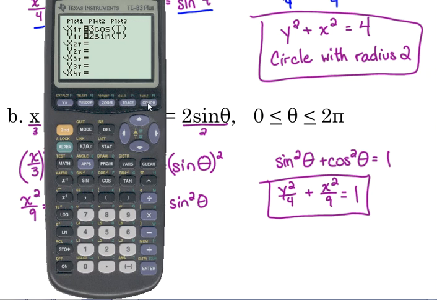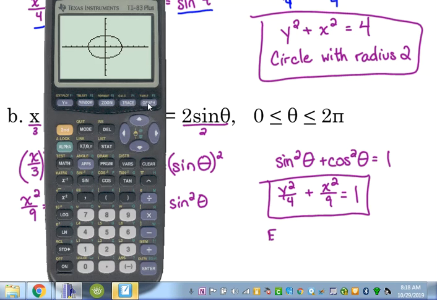Let's look. My window's already squared up. I don't need to change anything else. Now, this one is supposed to look like an oval, or in our class, we're going to call this an ellipse. We will study more about circles and ellipses and a couple other functions like that coming up soon. But for right now, you just need to know that that is an ellipse.